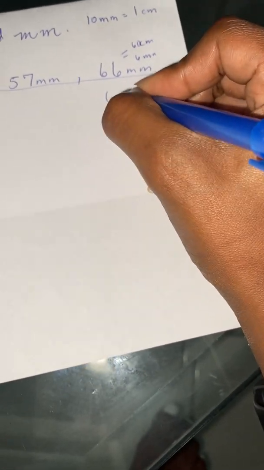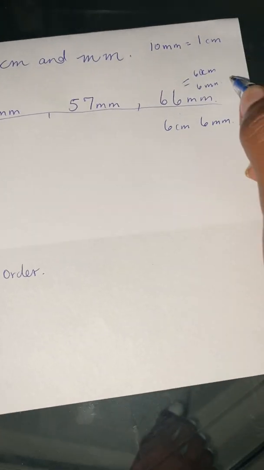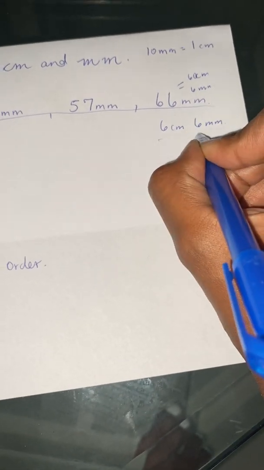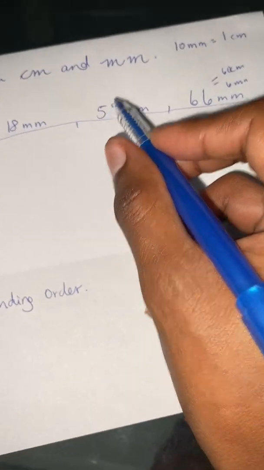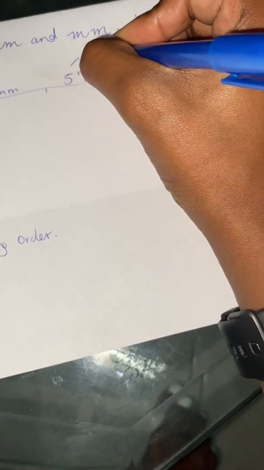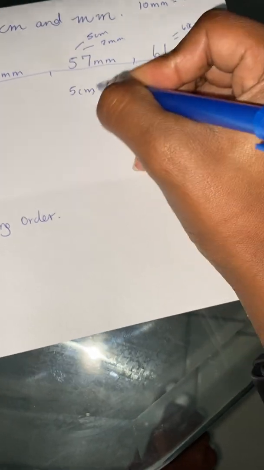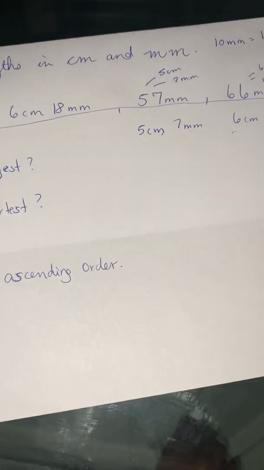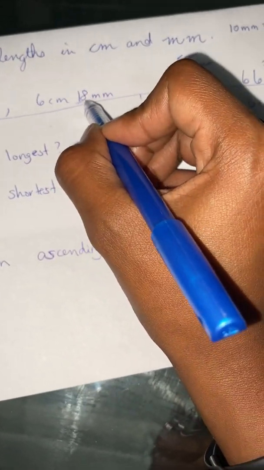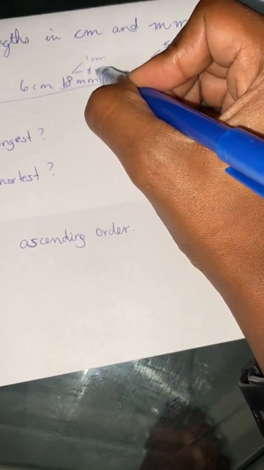So it would be 6 centimeter and 6 millimeter if I was to convert it back, because 60 is 6 cm, right? So that's how this is. Now if I come here and I do the same thing, this is going to be 5 centimeter, 7 millimeter. So I can write that here, 5 cm, 7 millimeter. And then I come to this one. This 18 millimeter is 1 centimeter, 8 millimeter.